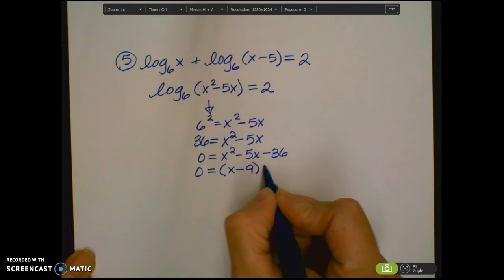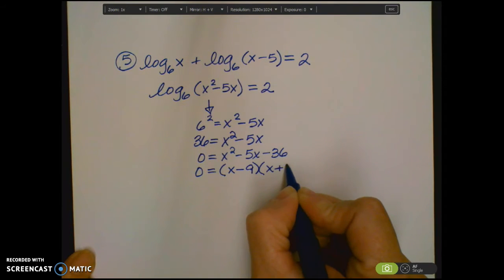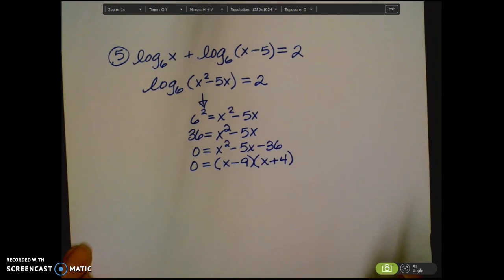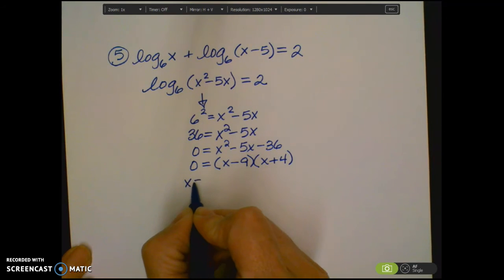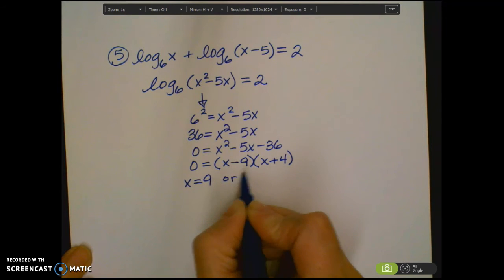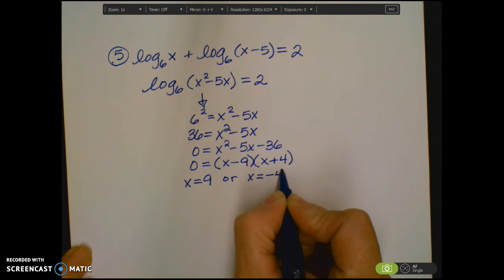Factors into the quantity x minus 9 times the quantity x plus 4. At this point, we should be able to see that there are two possible solutions, x equals 9 or x equals negative 4.